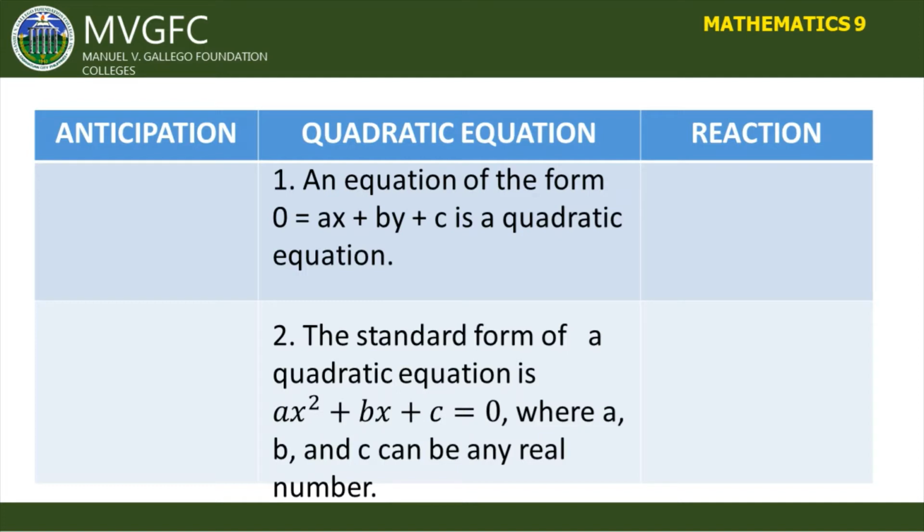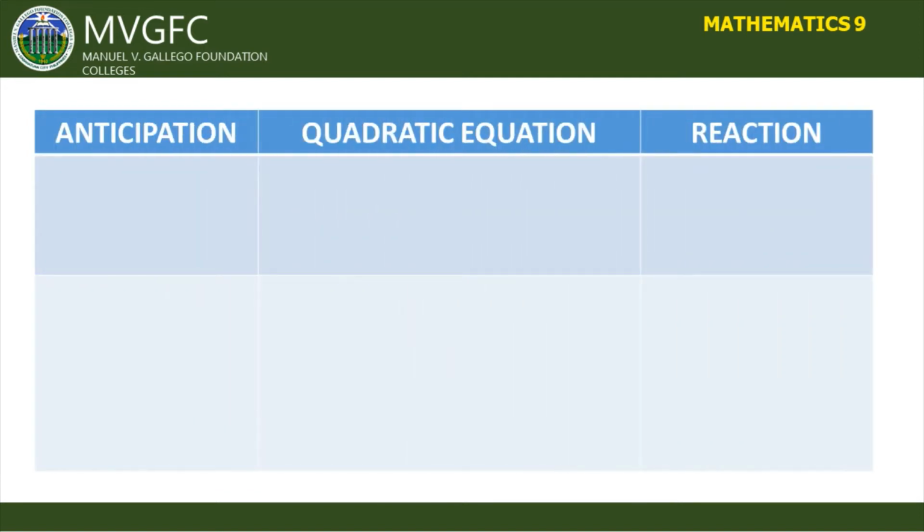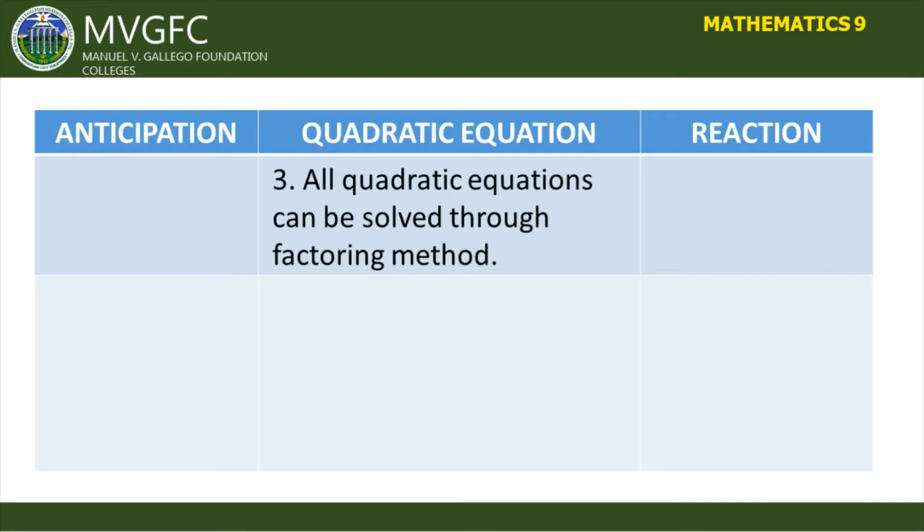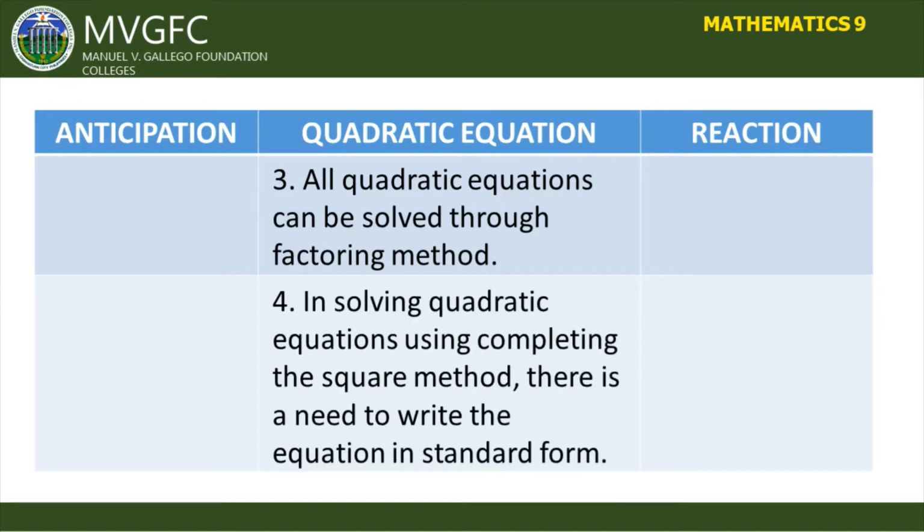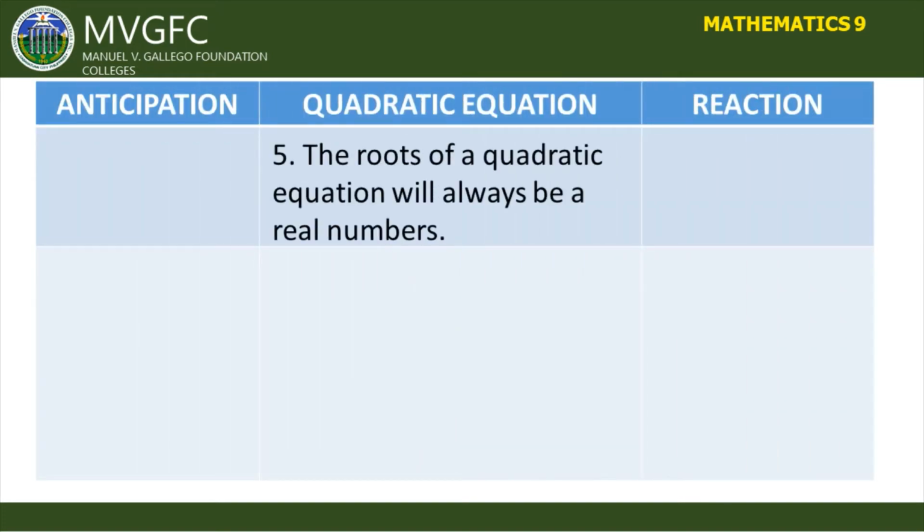Number 2. The standard form of a quadratic equation is ax squared plus bx plus c is equal to 0, where a, b, and c can be any real number. Number 3. All quadratic equations can be solved through factoring method. Number 4. In solving quadratic equations using completing the square method, there is a need to write the equation in standard form.